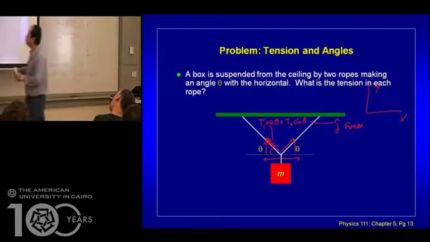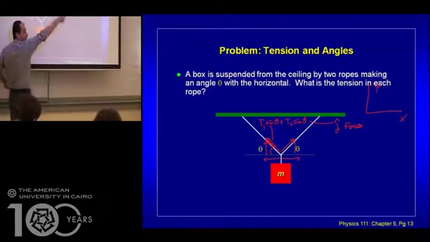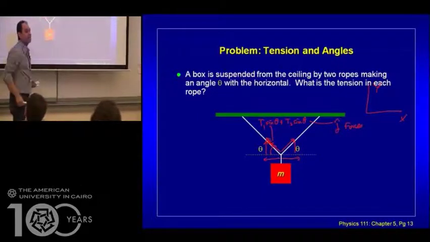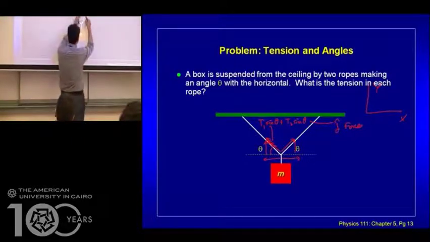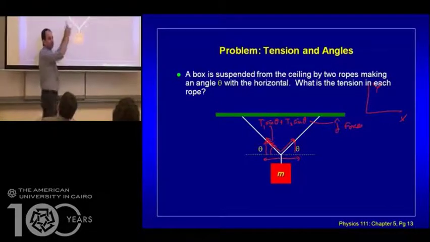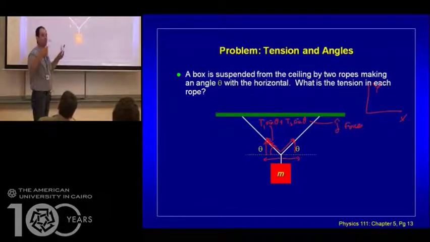So if you choose angle theta to be 0, so the ropes are like this and they attach somewhere at infinity, the tension is going to be huge. It's going to be infinity. And if the two ropes are like this, then the tension in each one of them will be T over 2. Okay?